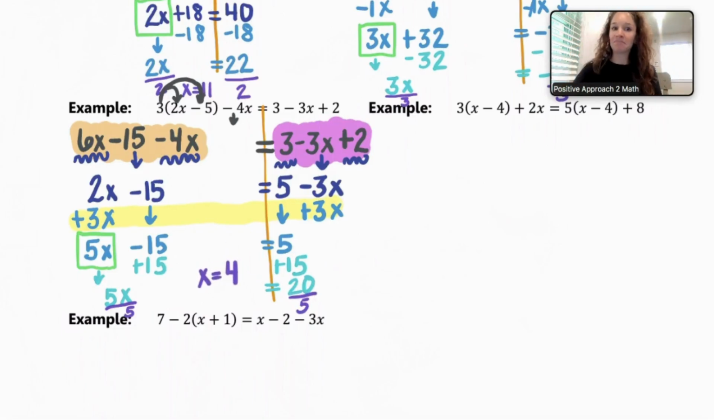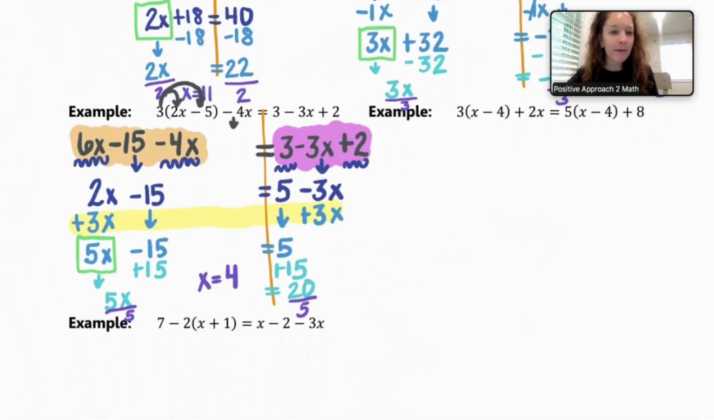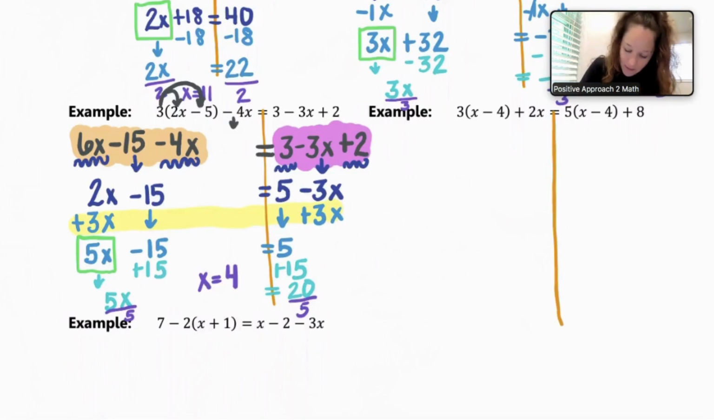Okay. Good stuff. So that was where we had a little bit happening on both sides and a lot of simplifying to do beforehand. Let's look at this fourth example. It's kind of the same thing, but there's distribution on both sides. So I'm going to draw a really long line down that equal sign. I see parentheses on the left, so I'm going to give that a distribution.